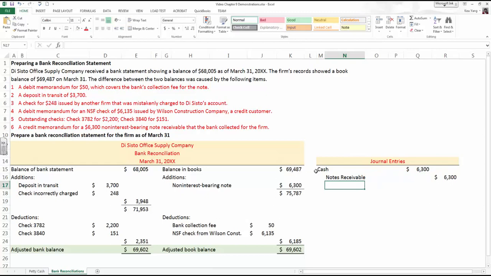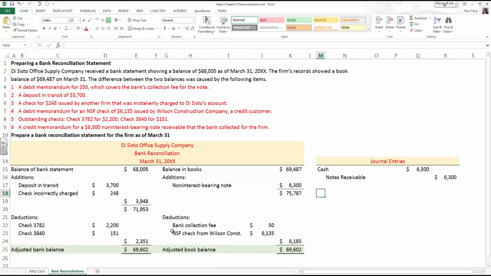As you can see with this transaction, we increased cash because the cash came in for $6,300. We got to record that. And we decreased a receivable account. Someone owes us this money, and we are decreasing the amount they owe us with a credit to notes receivable, due to the fact that they've already made that payment. So that concludes our additions because that was the only thing under the additions.